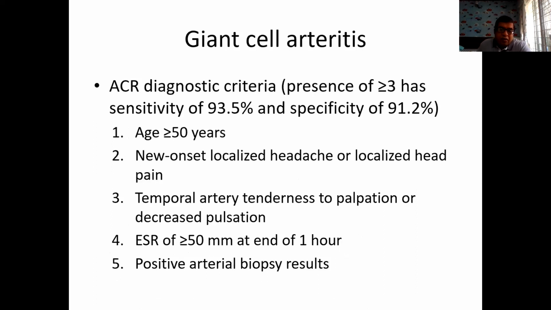There are diagnostic criteria, I don't go into detail of the criteria, but you see the ESR value should be above 50 for diagnosis. So ESR like 23, 24, which we see fairly often in patients, is not important. It should be above 50 for diagnosis of giant cell arteritis.